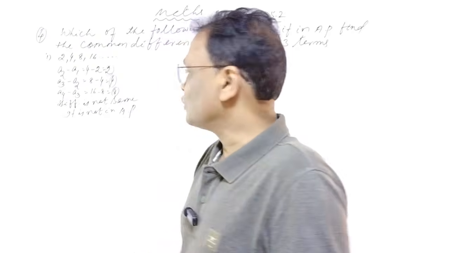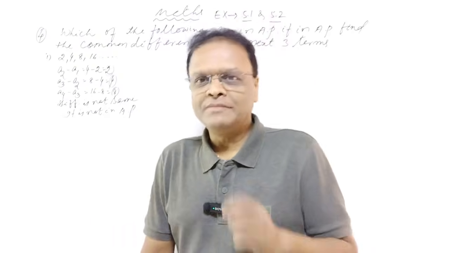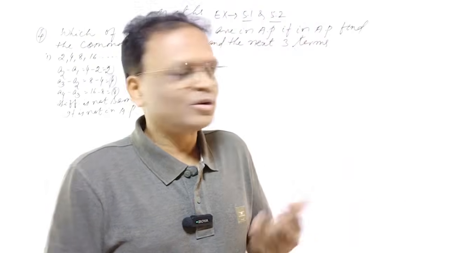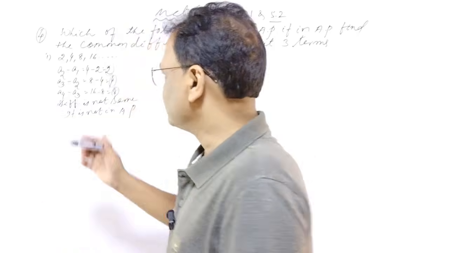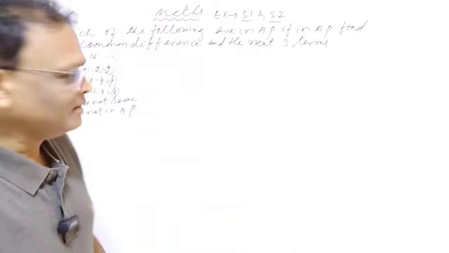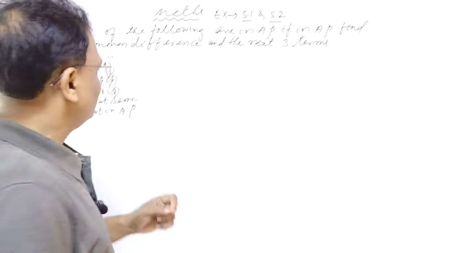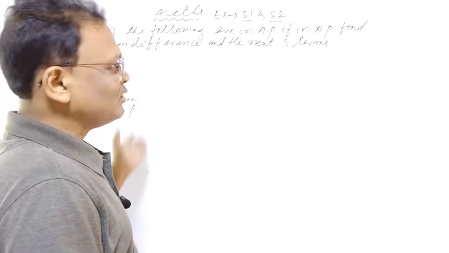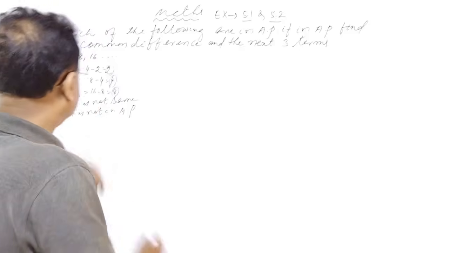Because the question is, we have to check whether this is in AP or not. If this is not in AP, then we need not find the next terms. So this is the first one. Understood what the first one is? Because this is not in AP, we need not find the common difference, because the difference is not the same only. Therefore, this is the first one.